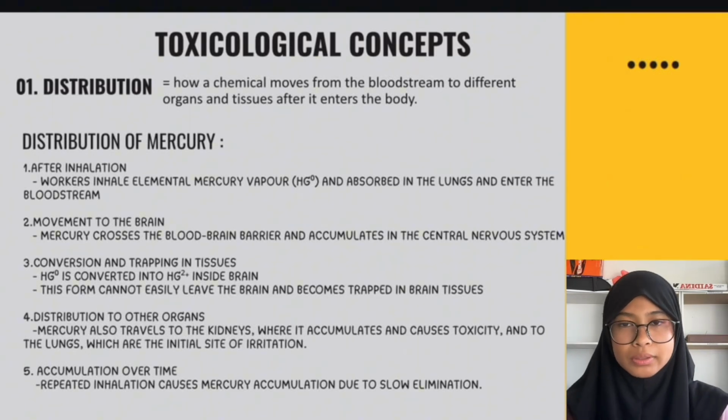Next is movement to the brain. Mercury crosses the blood-brain barrier and accumulates in the central nervous system. And after that, conversion and trapping in tissues. Hg is converted into Hg2+ inside the brain. This form cannot easily leave the brain and becomes trapped in brain tissues. Then distribution to other organs. Mercury also travels to the kidneys, where it accumulates and causes toxicity, and the lungs, which are the initial site of irritation. And the last one is accumulation over time. Repeated inhalation can cause mercury accumulation due to slow elimination.